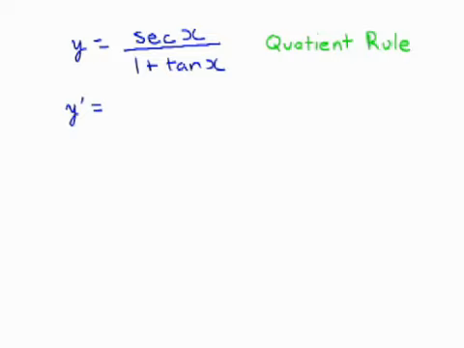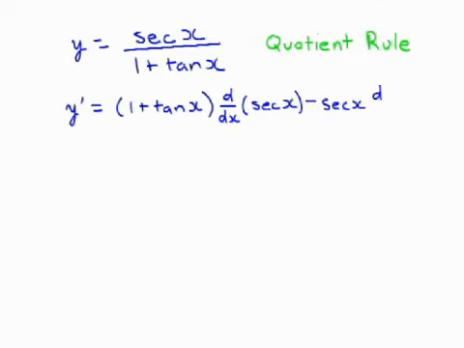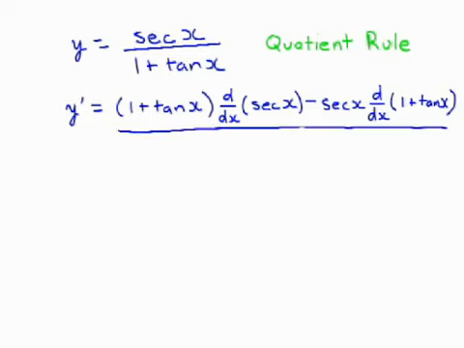So on the second line on this screen, that's what we've done. We've used the quotient rule. Y prime is equal to 1 plus tangent x, that's our g of x, times d dx of secant x. That means we will be taking the derivative of secant x, where secant x is actually f of x, so that will be our f prime of x. Subtract from that secant x, which is our f of x, times d dx of 1 plus tangent x. That derivative will be our g prime of x. And then that's all divided by g of x squared, which is 1 plus tangent x all squared.